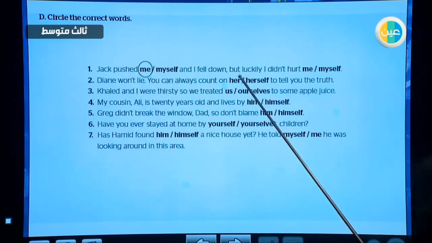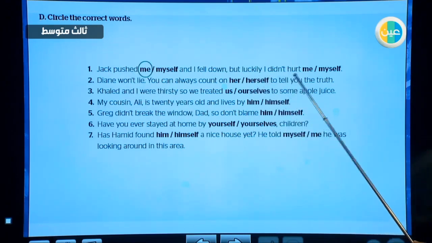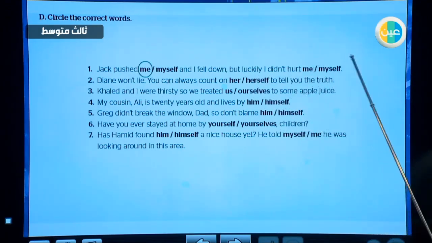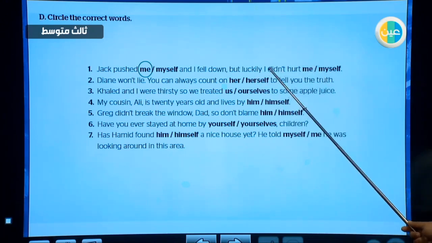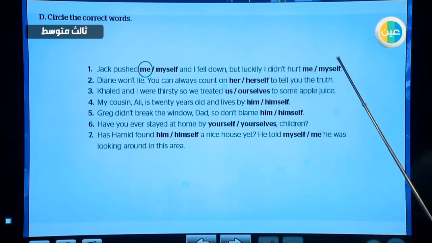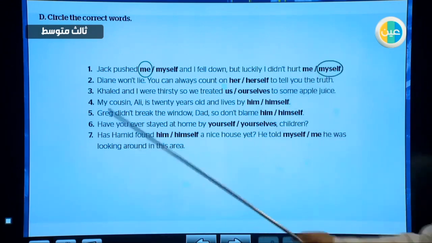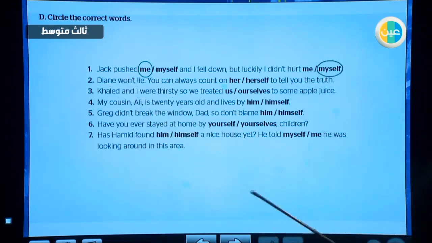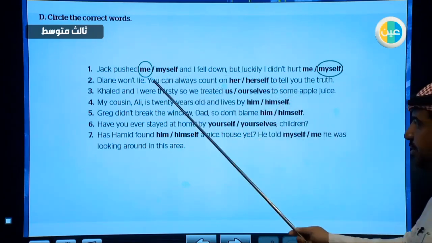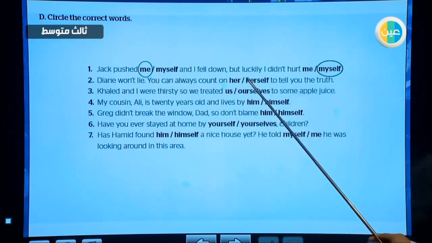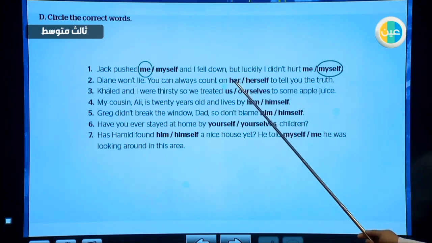Okay, look at the rest of the sentence, but luckily I didn't hurt me or myself. The subject here is I, and the object is the same, so we choose myself. Excellent. Number 2, Diane won't lie. You can always count on her or on herself. Who's the subject here? You. So the object is different, so we choose the object pronoun her.